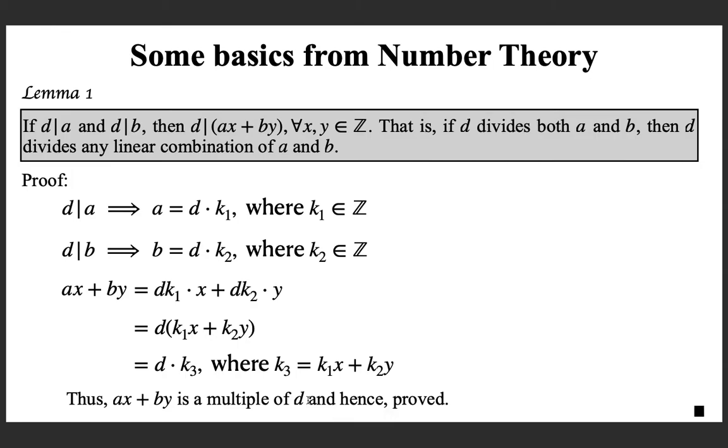So this is a very nice result. We proved that when d is a common divisor of both a and b, then d divides ax plus by for all x and y, or d divides any linear combination of a and b. This is lemma 1. Please try to remember the result if you can.